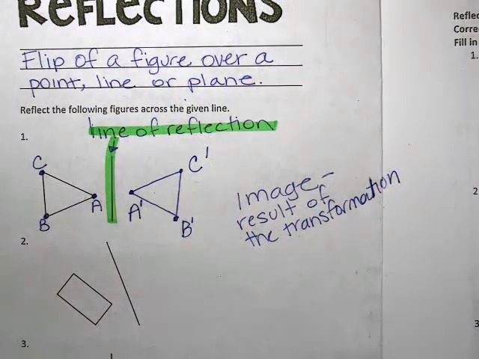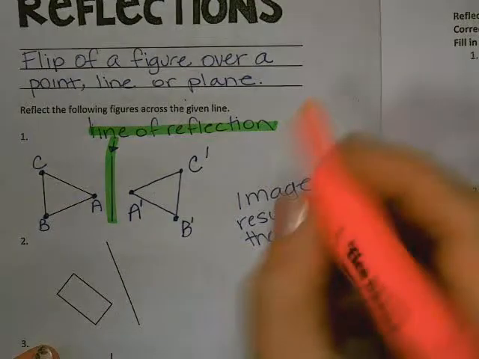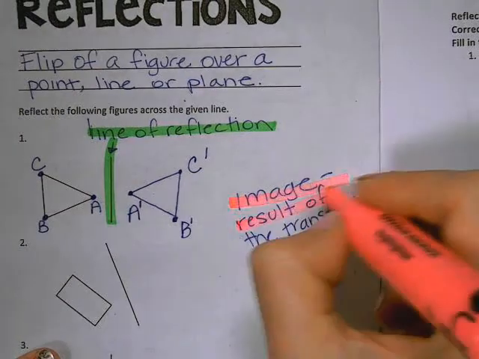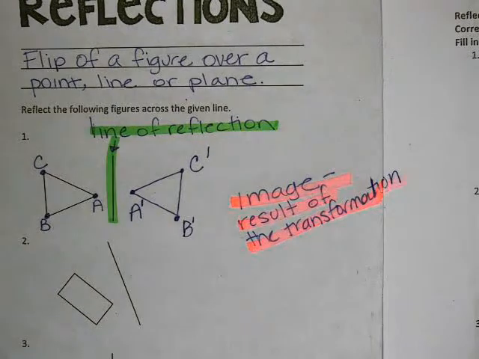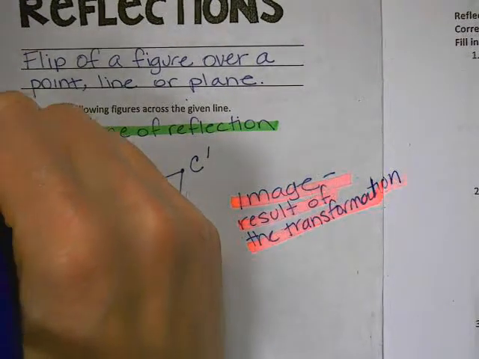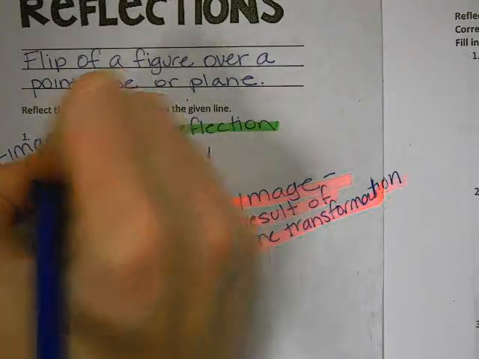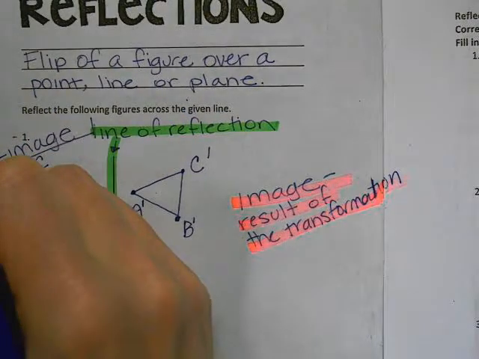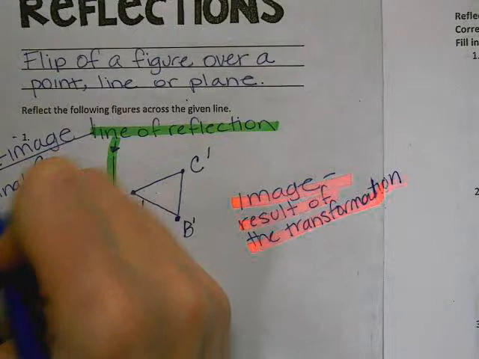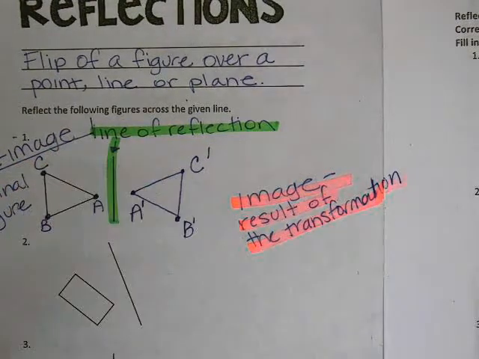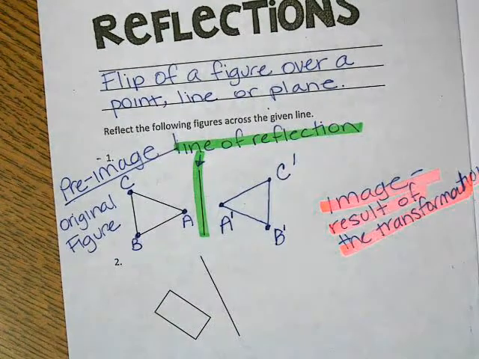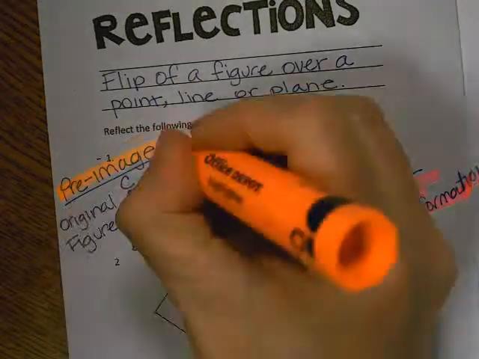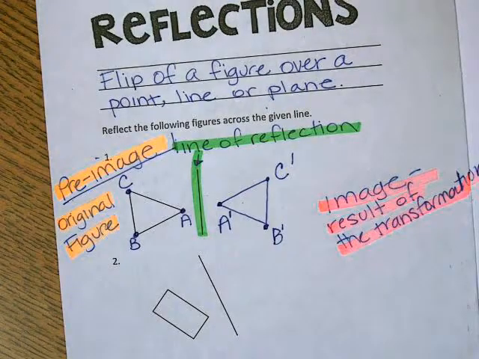Okay? The image, that's the result of the transformation. Then the image, we always use A prime, B prime, and C prime. This one is called the pre-image. That just means that's the original figure. So there's some more vocabulary that you might hear during class. Pre-image and image. Okay? Alright.